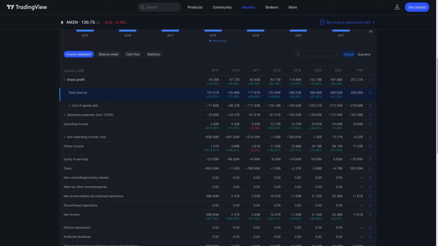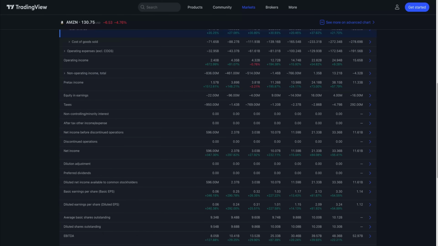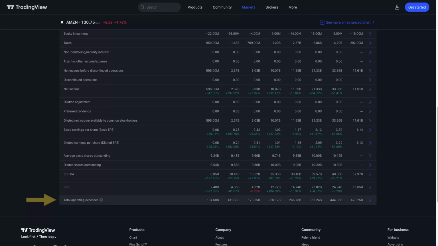It goes without question that every company has expenses to operate, produce, and sell its products. Those costs are summarized under the name of total operating expenses, and in the TradingView format, this figure will be found on the bottom of the report. For 2021, Amazon had $444.88 billion in total operating expenses.